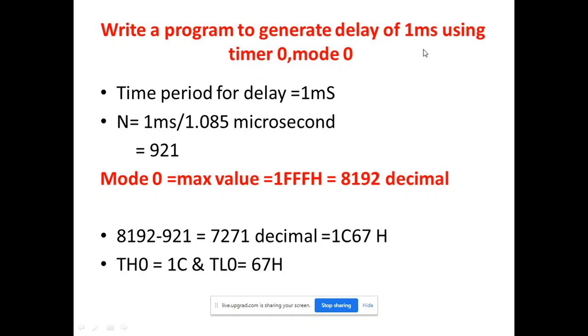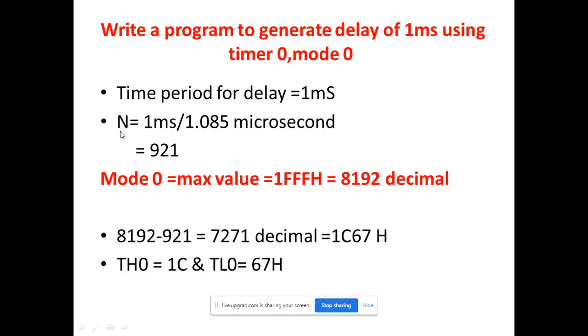My requirement is I want to introduce a delay of 1 millisecond using timer 0 mode 0. Okay, according to that I am just explaining now the calculation part, and then I will explain the code. Now first, all of you agree with this point? Okay. Now my desired time period is 1 millisecond as per the problem statement.